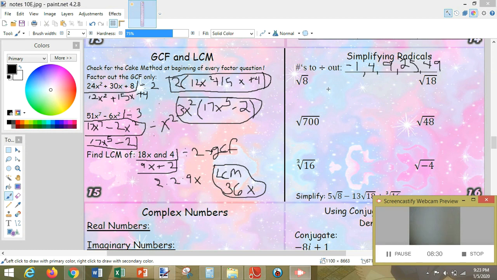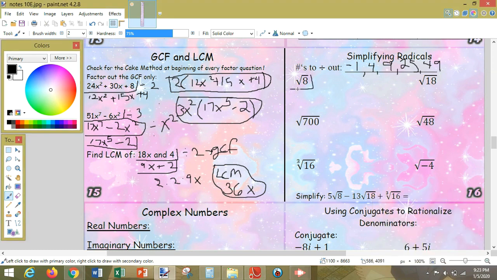So let's go ahead and do this using the cake method. Square root of 8. There's no negative, so we don't factor out negative 1. Can we do 4? Yes. So let's divide by the square root of 4. 8 divided by 4 is 2. There's nothing else you can factor out of the 2, so that's your leftovers. Square root of 4 equals 2, so our answer is 2 times the square root of 2. This goes on the outside of the radical sign, this number goes on the inside.